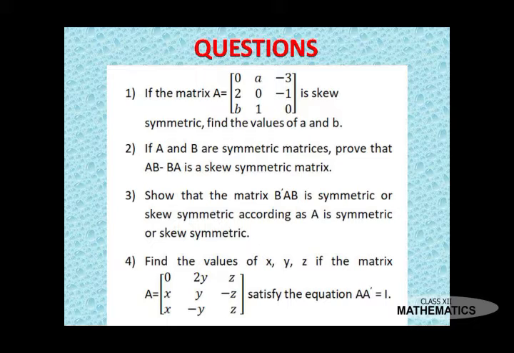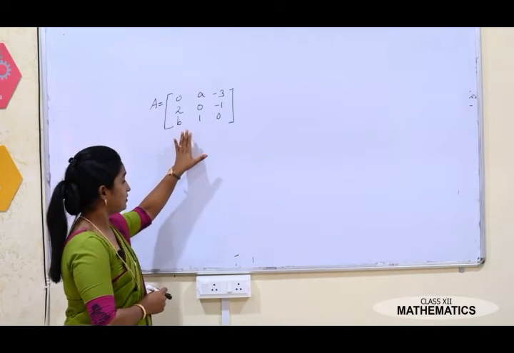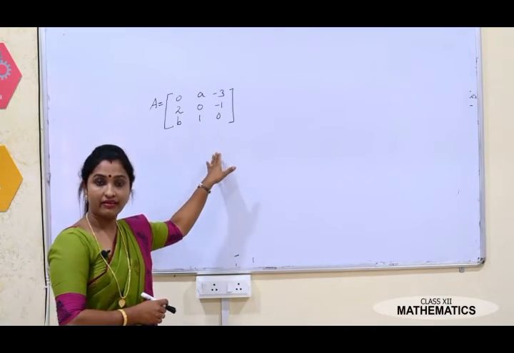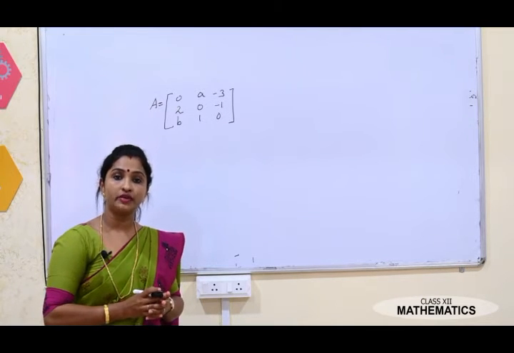Okay, look at the first question. If the matrix A is equal to 0, a minus 3, 2, 0, minus 1, b 1, 0 is a skew symmetric, find the values of a and b. Very simple question. अब मैं आपको करके बताऊंगी इसको कैसे कर सकते हैं। Now in this question it's given that this matrix is a skew symmetric matrix. Okay, you have to just find the value of a and b.